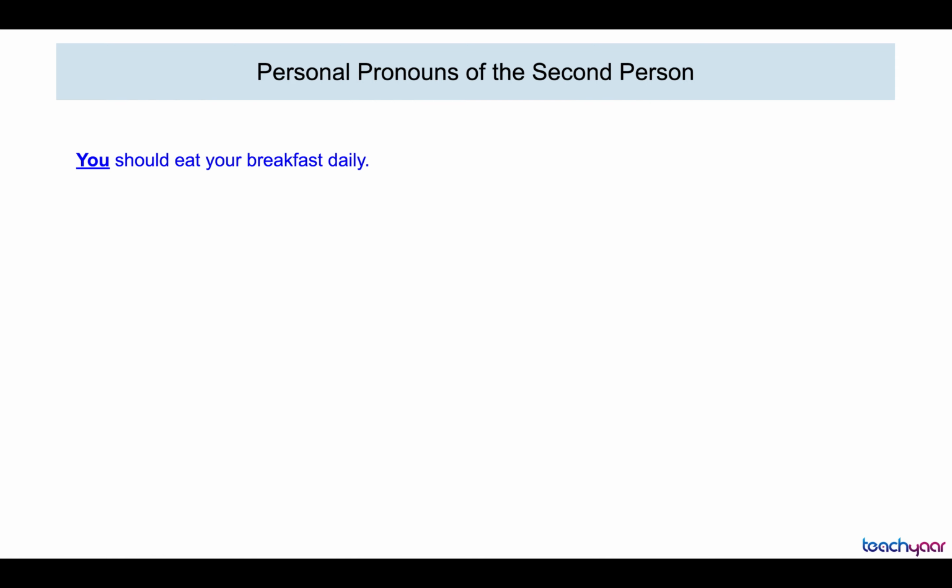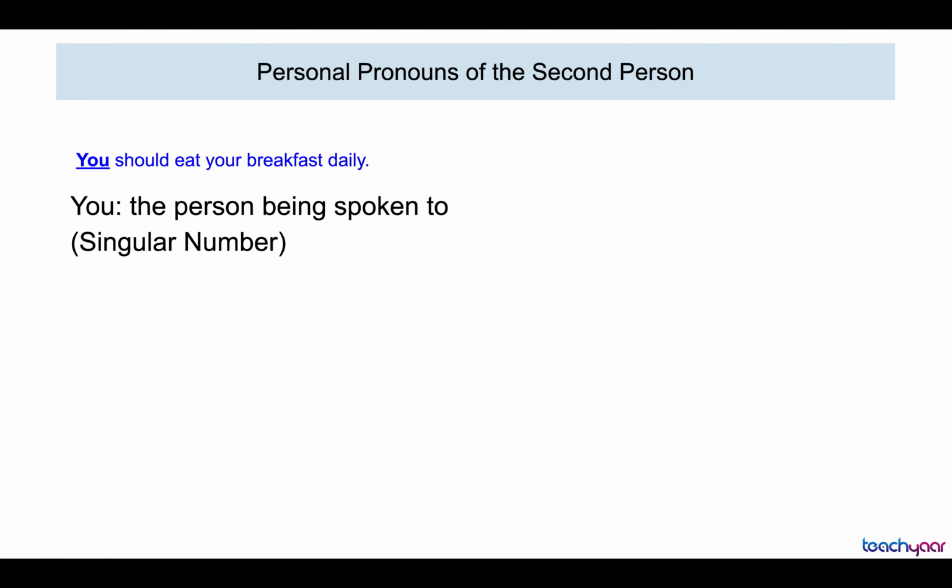So, you should eat your breakfast daily. Now, what does this sentence mean? Someone is talking to somebody who is there, and you are giving an instruction or you are giving advice. You should eat your breakfast daily. So, you is the person being spoken to, and in this case it is singular because you are saying you should eat your breakfast daily.